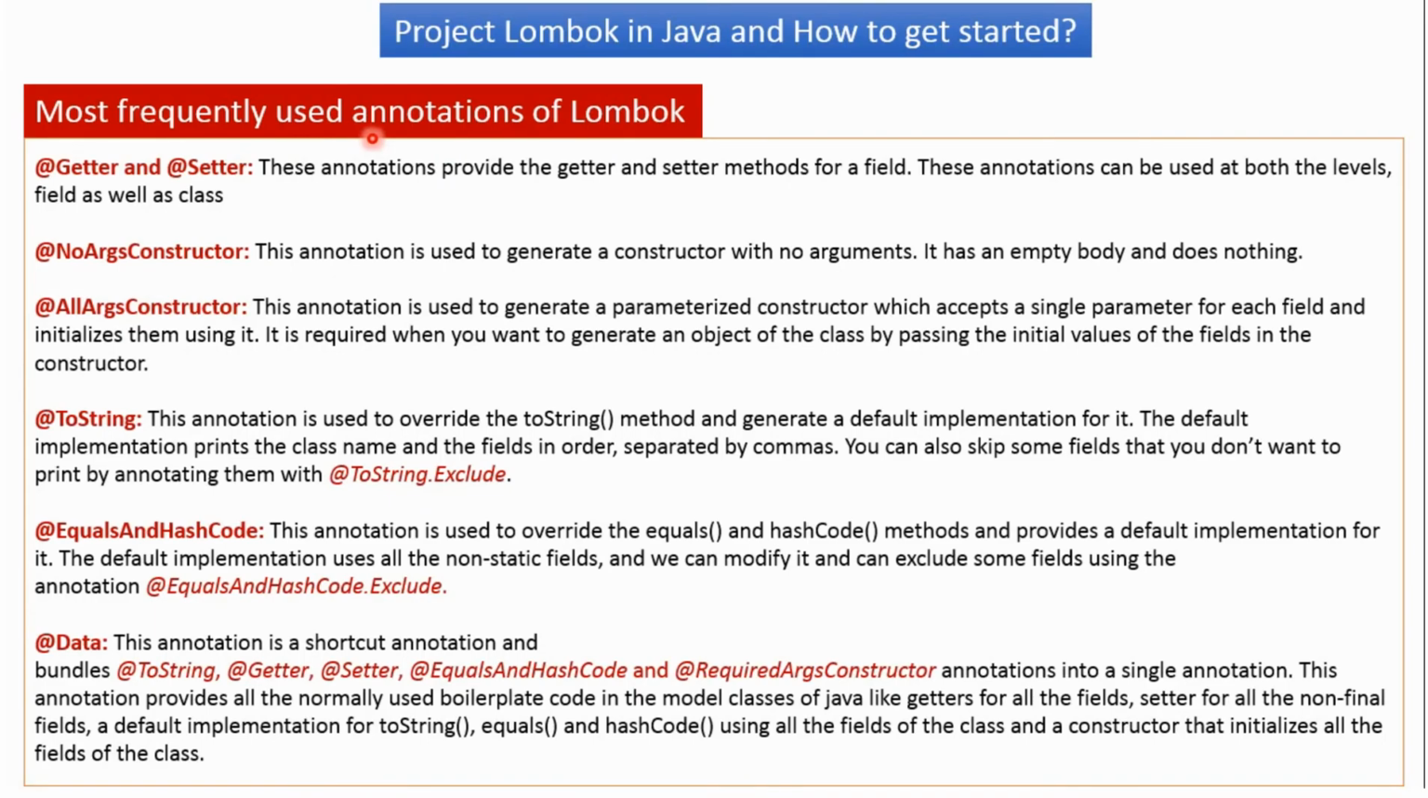Here we will see the most frequently used annotations of Lombok. The first one is Getter and Setter. These annotations provide getter and setter methods for a field, and these annotations can be used at class level as well as field level. And the second one is NoArgsConstructor, and this annotation is used to generate a constructor with no arguments, and it has an empty body and does nothing.